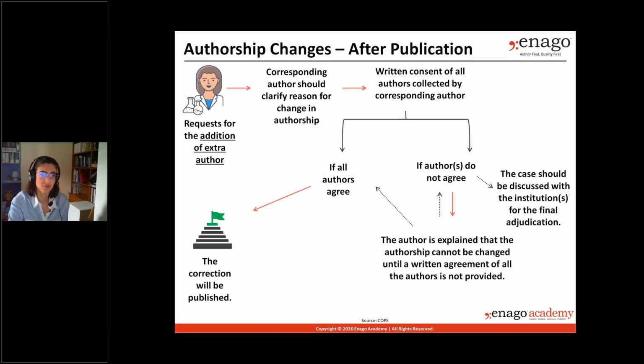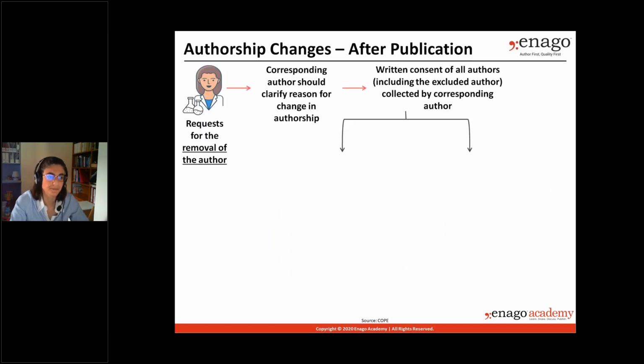If it cannot be reached between the authors, then the different institutions are involved in order to reach a final decision and publish the correction.